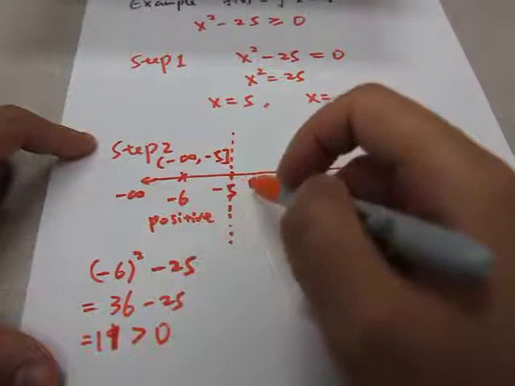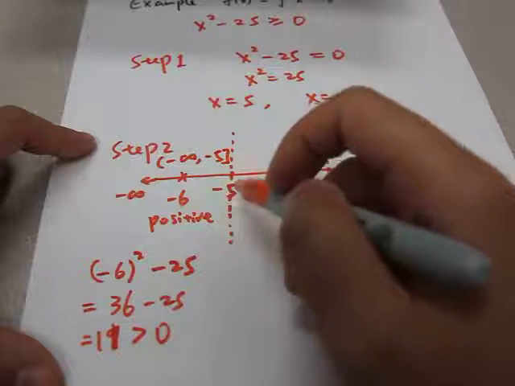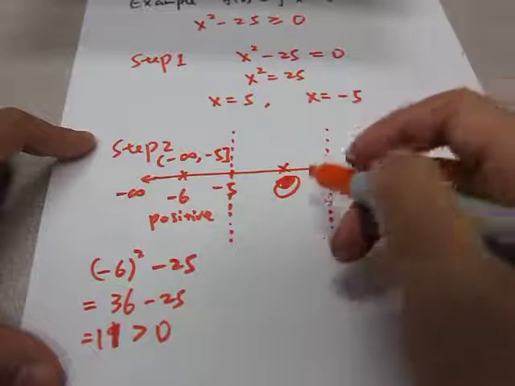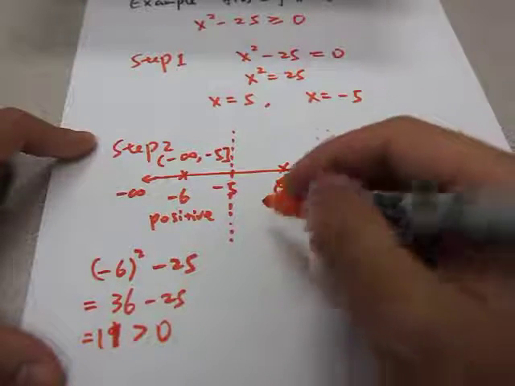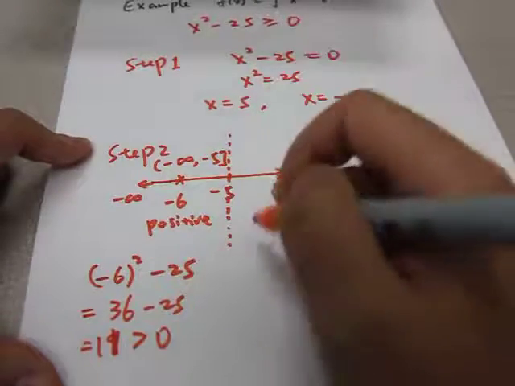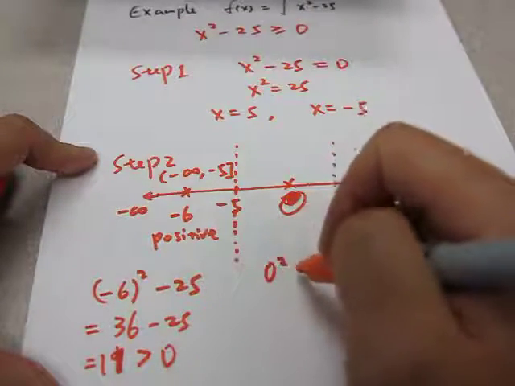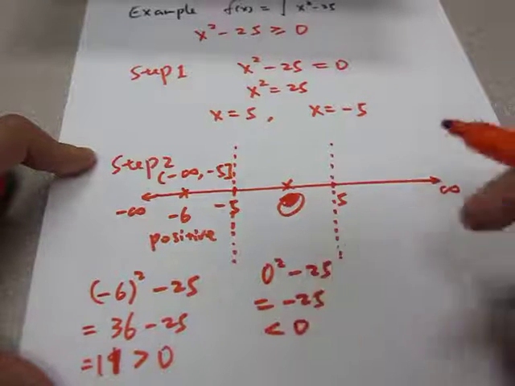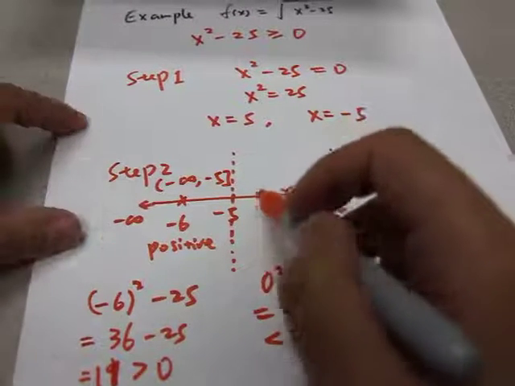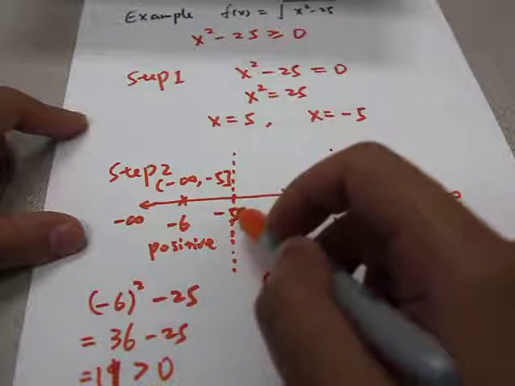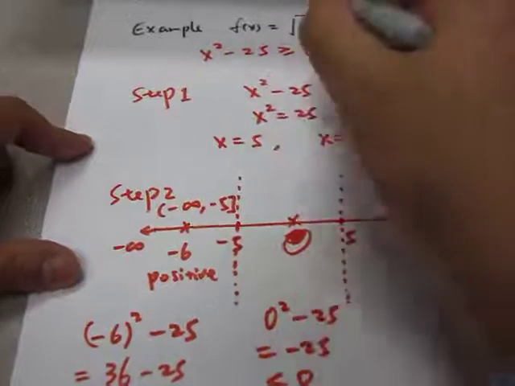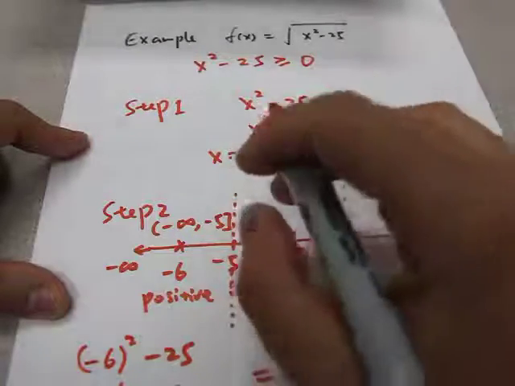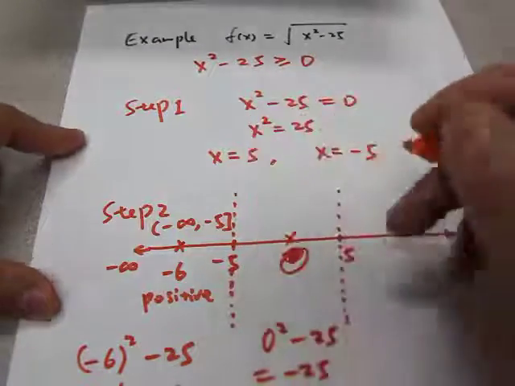Now let's take a look at the second interval from negative 5 to positive 5. So let me pick 0. Let me use 0 as our random number here. If x equals 0, 0 squared minus 25 is equal to negative 25, which is negative. So that means every number between negative 5 and positive 5 will make x squared minus 25 be negative, so we cannot include them in our domain.